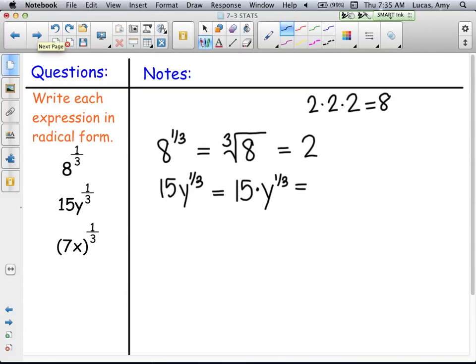So the 15 is not going under the cube root, only the letter y is, like that. And then on the last one, the entire thing is in parentheses, so the entire thing goes under that cube root. And the cube root of 7 isn't a perfect cube. 1 times 1 is 1, times 1 is 1, 2 times 2 times 2 is 8, so 7 is not a perfect cube.